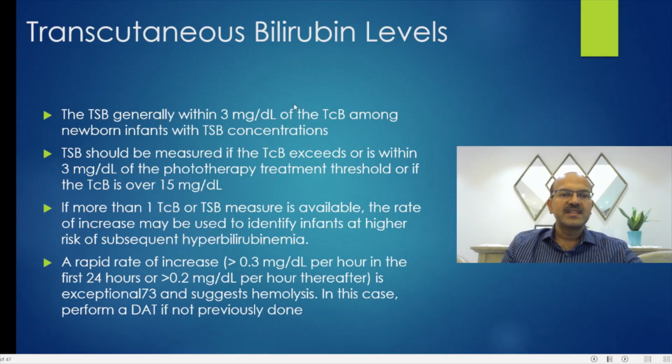The TSB is generally within 3 milligrams percent of the TCB among newborn infants with TSB concentrations. So this is a rough rule. It can be plus or minus 3 milligrams. So the TSB should be measured if the transcutaneous bilirubin exceeds or is within 3 milligrams percent of the phototherapy treatment threshold, or if the TCB is over 15 milligrams per deciliter.